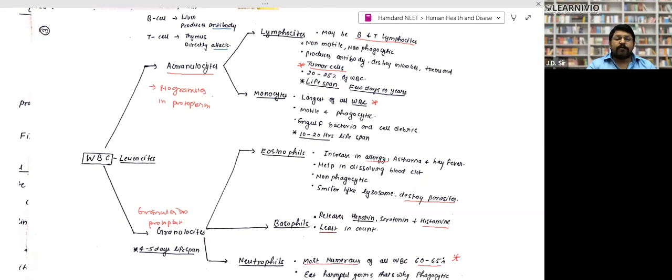The second kind of agranulocyte is the monocyte. That question has also already been asked. They are the largest of all WBC. They are motile and phagocytic. They are motile and they eat bacteria or virus and die themselves. They engulf bacteria, virus and cell debris, and their life span is 10 to 20 hours. Is that clear?